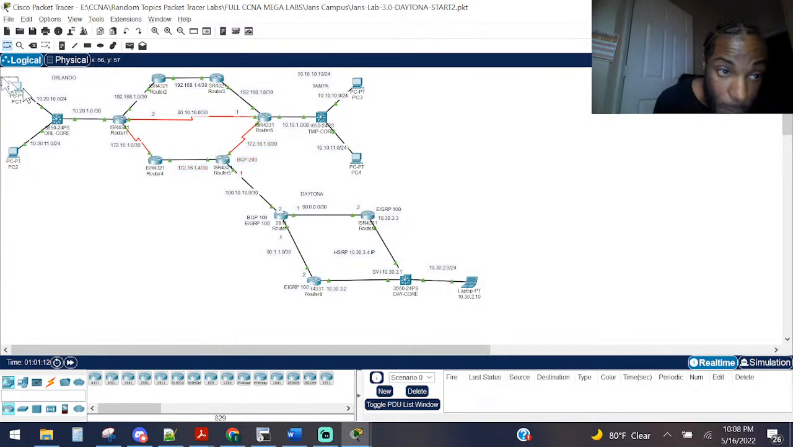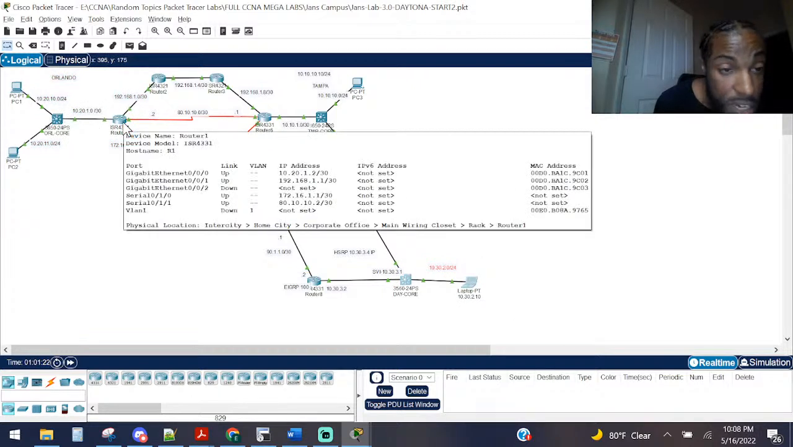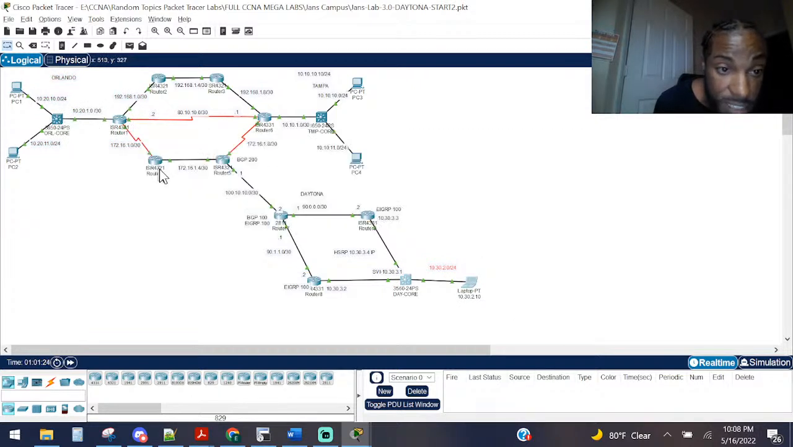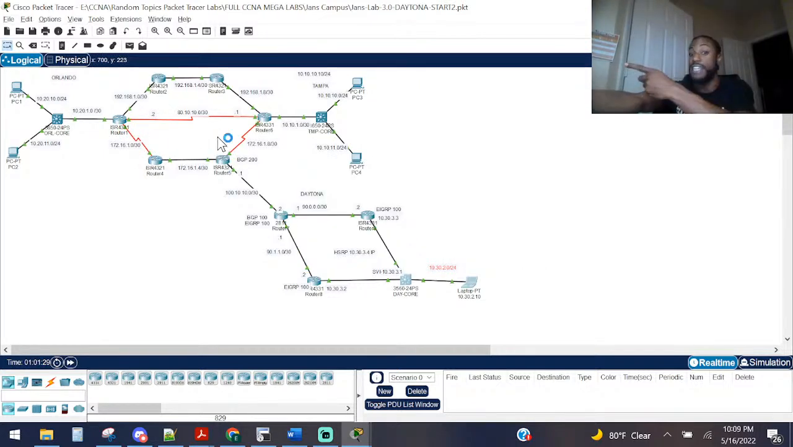They don't know how to get back there. So now what we've got to do is say, okay, to get to Daytona back here, take the next hop of this, or take the next hop of this. Then he's going to say, to get to Daytona, take the next hop of this, and router 5 knows how to get to Daytona.